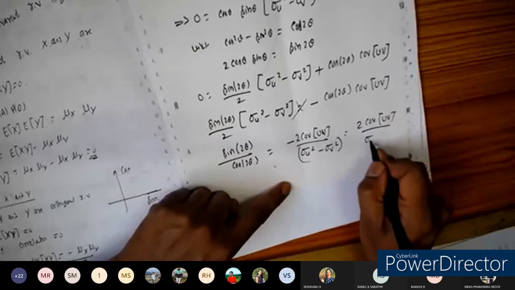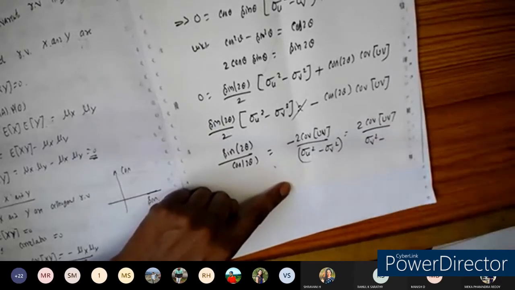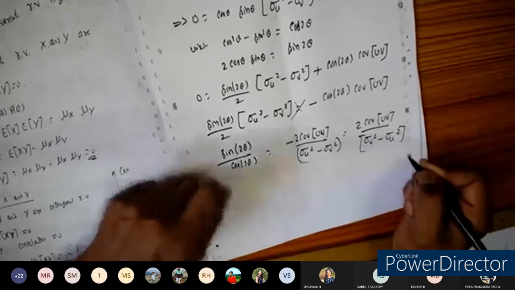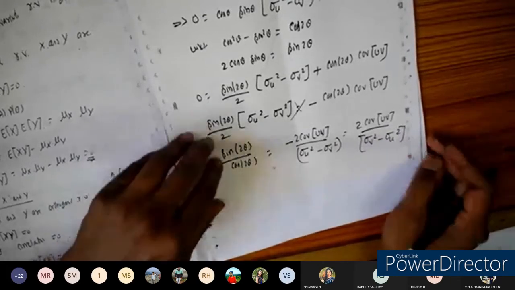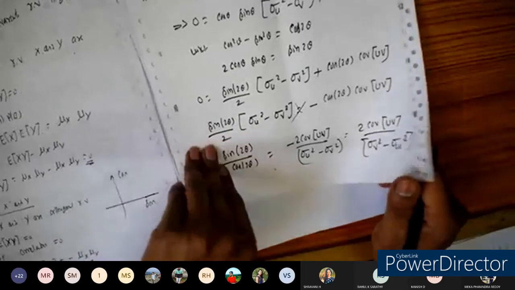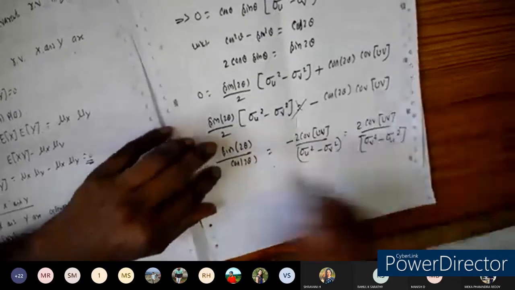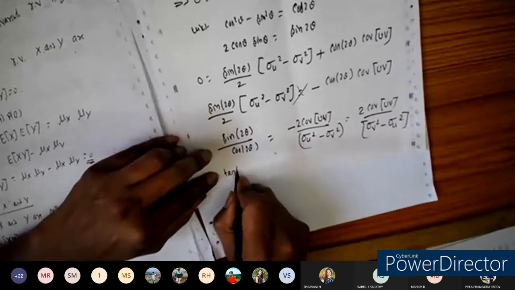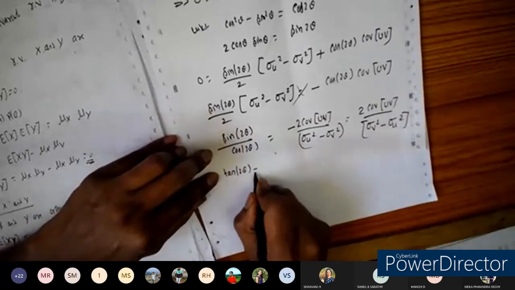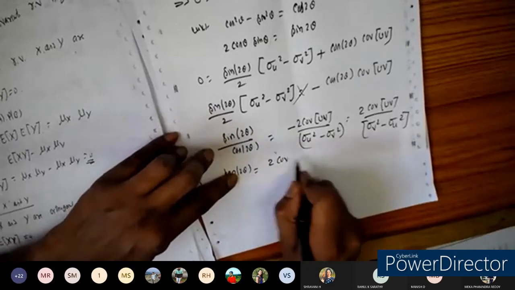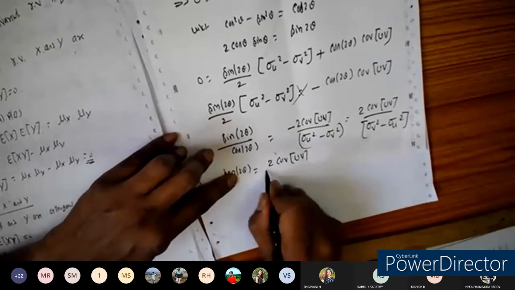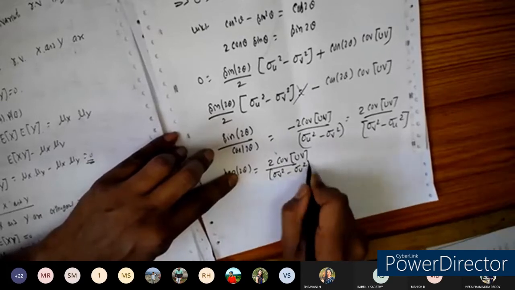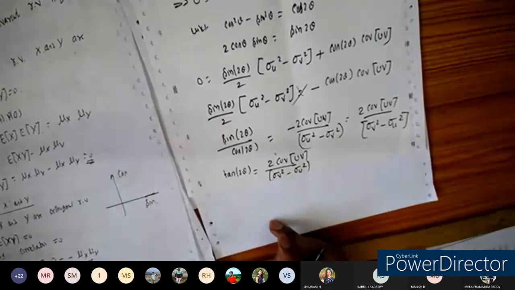So this will become equal to 2 into covariance of the random variables u and v divided by, if you take minus common here, sigma v square minus sigma u square. We know that sin theta divided by cos theta is nothing but tan theta. So tan 2 theta will become 2 into covariance of u and v divided by sigma v square minus sigma u square.